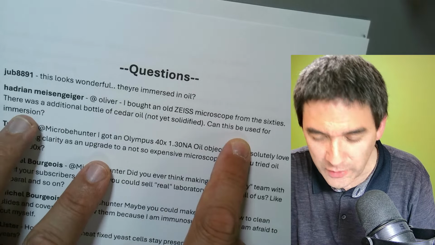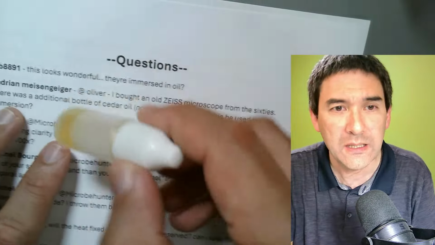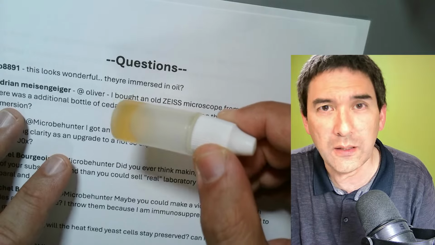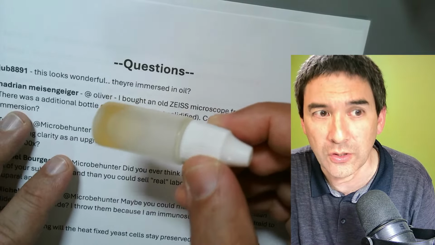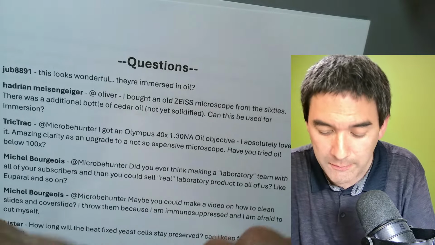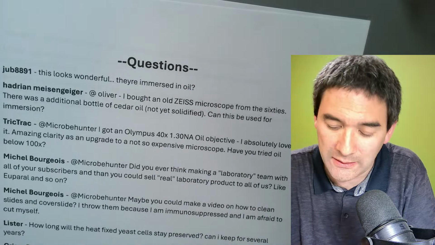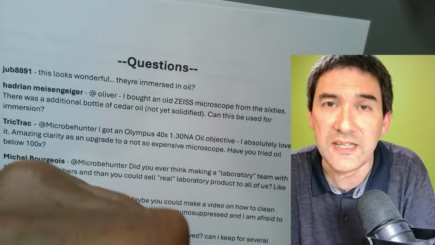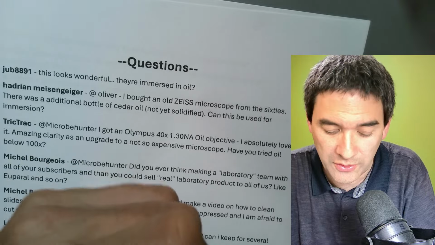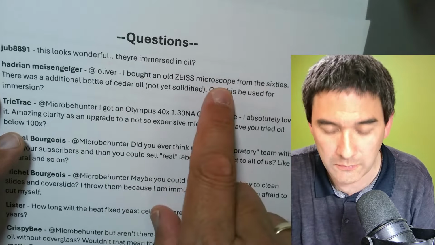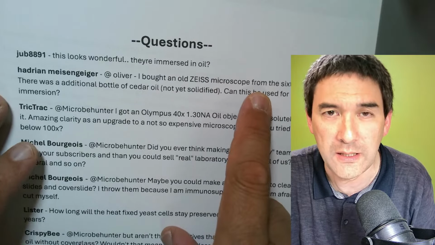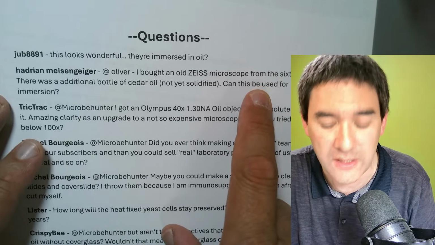Can this be used for immersion? Actually, as a matter of fact, many of the natural oils are actually cedar oil. And if you smell them, then they will actually smell a little bit like the cedar wood oil. Yeah. So without knowing much more, that's what many natural oils are made of, cedar oil.